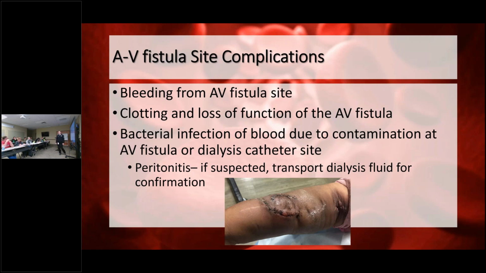Chaz talked about the loss of function at that site. They do get all knotted up and icky. How are you going to control that if you get paged out to somebody? Let's say they had an accident working in the shop and they accidentally cut that fistula. How do you feel like you can control that situation?